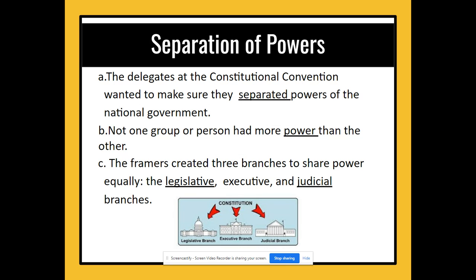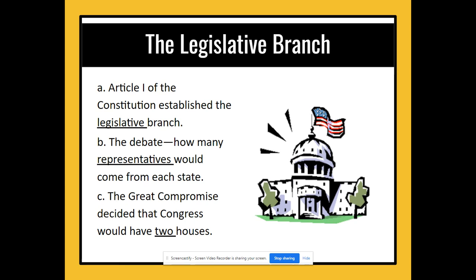The delegates of the Constitutional Convention wanted to make sure that they separated powers of the national government. They didn't want one group or one person to have more power than the others, and so they set up three branches of government that would allow for the equal sharing of powers. These branches are the legislative branch, executive branch, and judicial branch. Article 1 of the Constitution establishes the legislative branch.